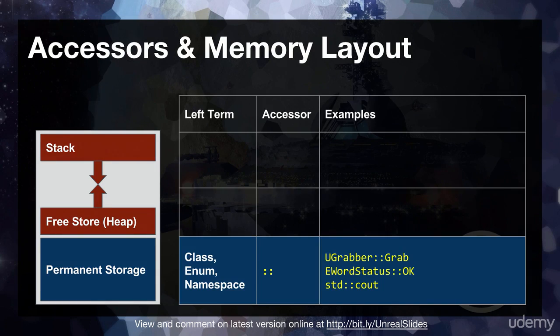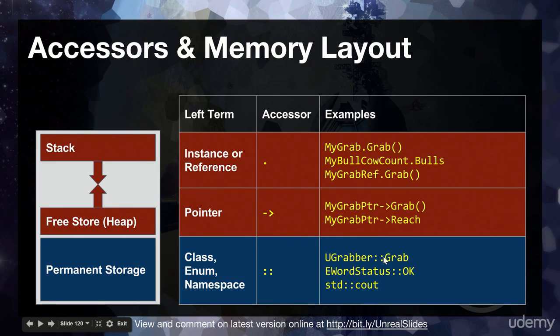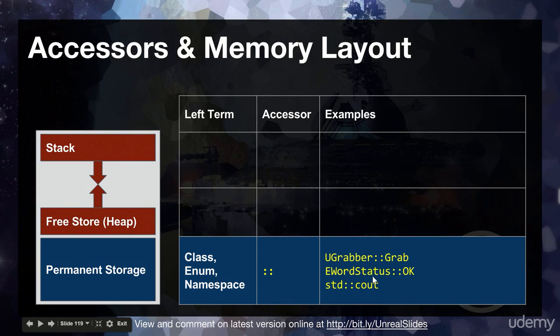Okay. Now, this ties into the accessor operators. So, I've got a table for you. Three columns. The left-hand term is talking about, say I take UGrabber::Grab, or EWordStatus, or std. That's what I mean by the left-hand term. So, if the left-hand term is a class, an enum, a namespace, or other things, but we'll just leave it at that for now, then the accessor operator you want is a colon.